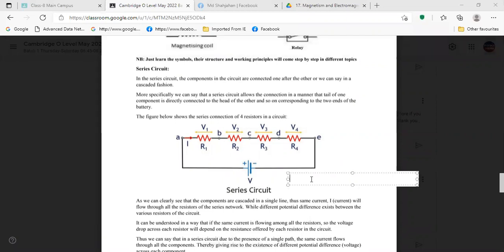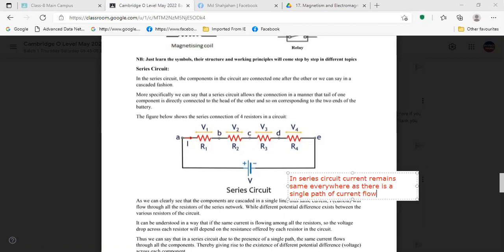In series circuit, current remains same everywhere as there is a single path of current flow.